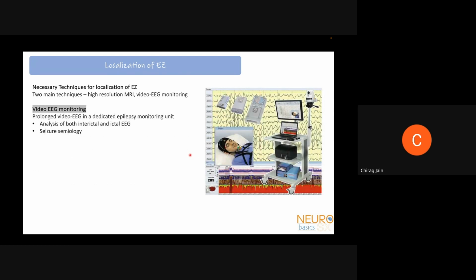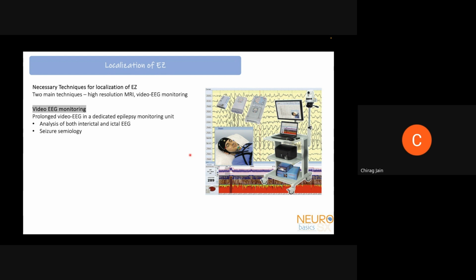The second important technique for localization of the EZ, at least at level 1, that is the most basic level of pre-surgical evaluation, is video EEG monitoring. This is basically two different components. You take a video of the patient while they're in the video EEG suite, and also you're constantly monitoring their EEG. Usually, it is a prolonged monitoring, at least for 24 to 48 hours.